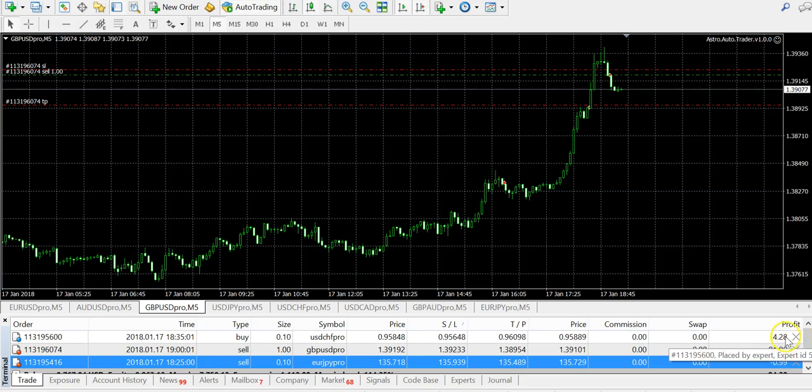So we are winning one trade, the second trade, another is about 0. So it's nothing special to see.